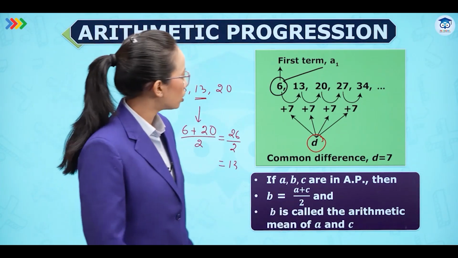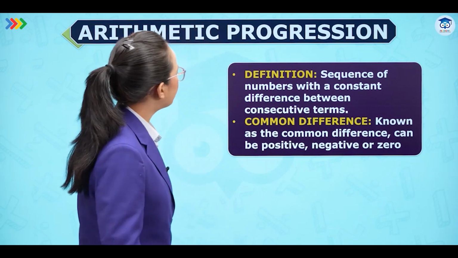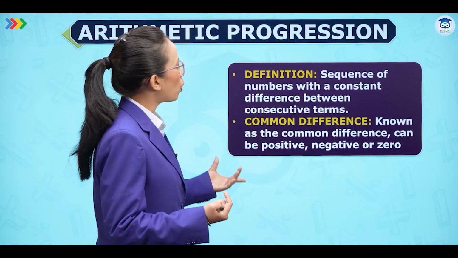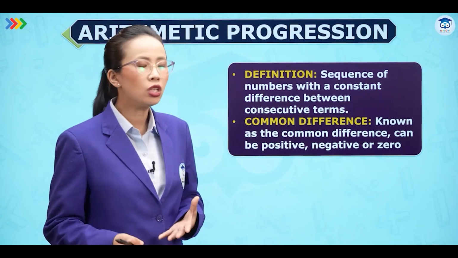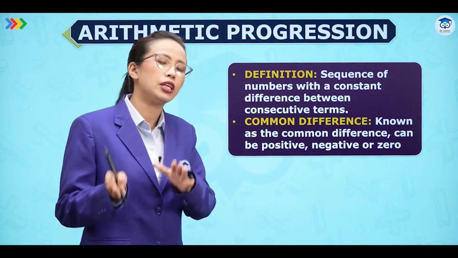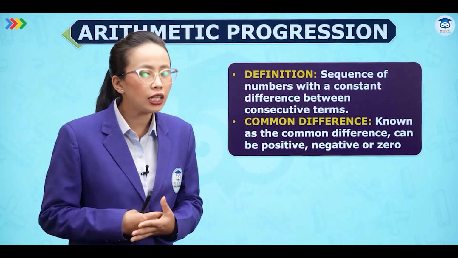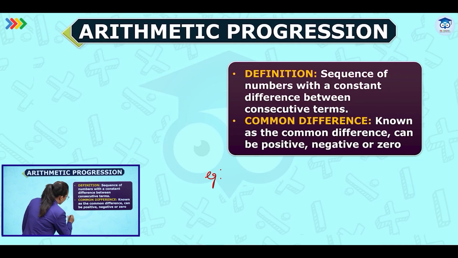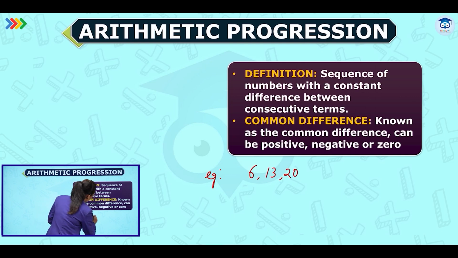Next we have the definition of arithmetic progression. Arithmetic progression is a sequence of numbers with a constant difference between two consecutive terms. The difference can be positive, negative or 0 also. For positive, we have just seen 6, 13, 20 and so on. Here the common difference is positive.